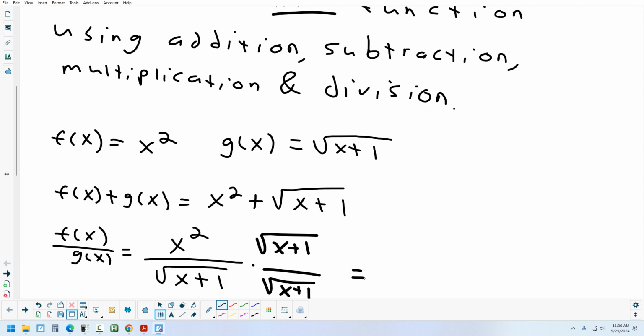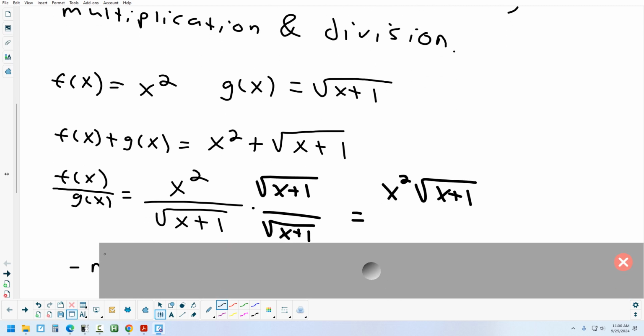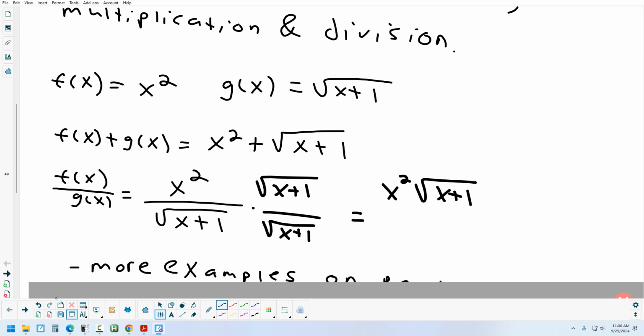Okay, so we multiply straight across. X squared times the square root of x plus 1. There's not much you can do with that. But the bottom is the square root of x plus 1 times the square root of x plus 1. So you're multiplying it by itself.